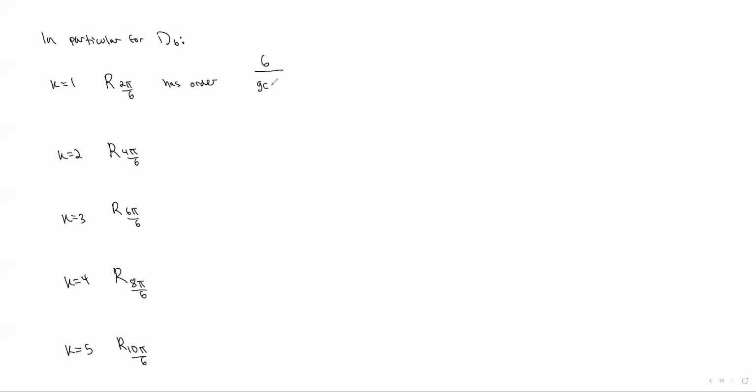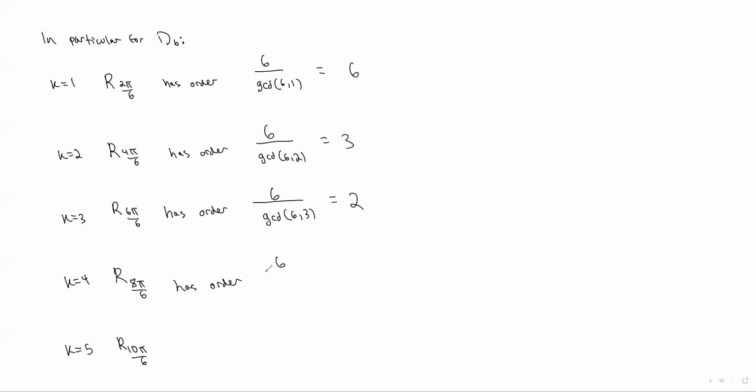So the order of this is 6 over GCD of 6 and 1, which is just 6. This has order 6 over GCD(6, 2), which is 3. This has order 6 over GCD(6, 3), which is 2. This has order 6 over GCD(6, 4), which is 3. And this has order 6 over GCD(6, 5), which is just 6.